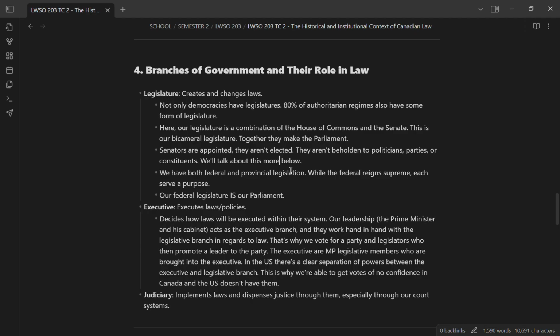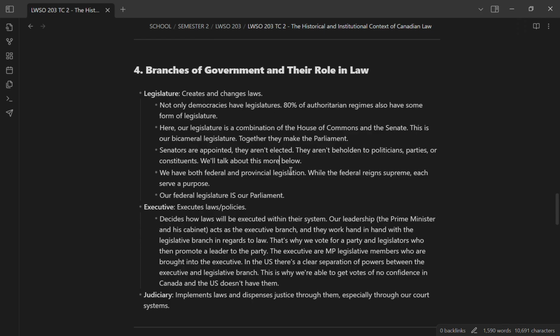Yeah, so the legislature creates and changes laws. We have two legs of our legislature, the House of Commons and the Senate. That makes up our bicameral legislature. The senators are appointed, not elected, for the purpose of unbiased nature. We have both federal and provincial legislation. Our executive branch executes laws. Our Prime Minister and his cabinet make up the executive branch. They work together with the legislative branch to ensure the proper execution of our legal system.